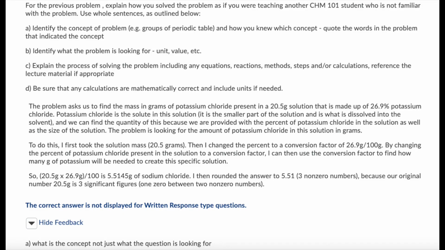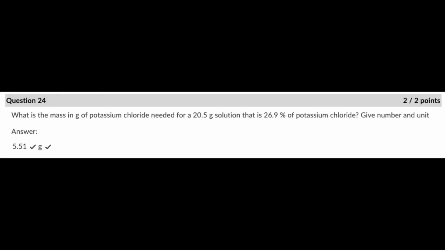So this is the last problem I got wrong. It was basically the same issue, that I didn't explain the concept of the question, rather than explaining what the question is looking for. This is the previous problem that I was supposed to be describing how I got the answer to.